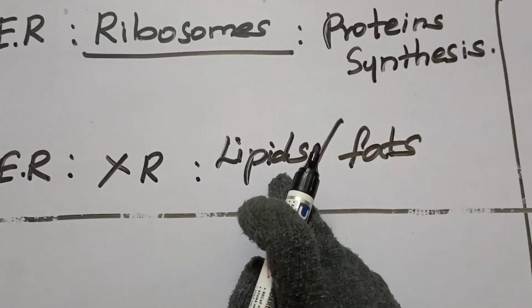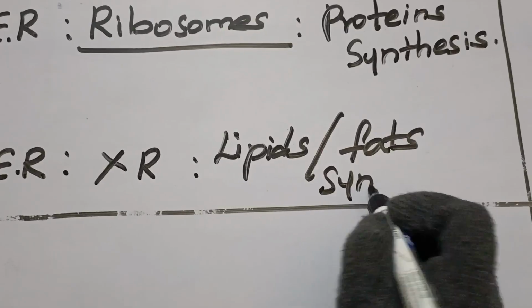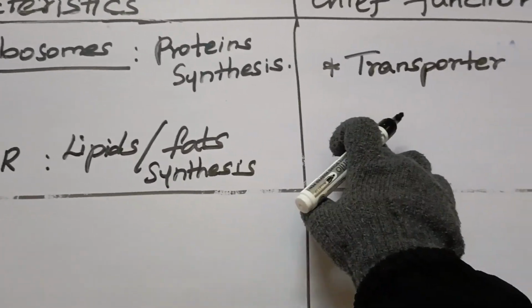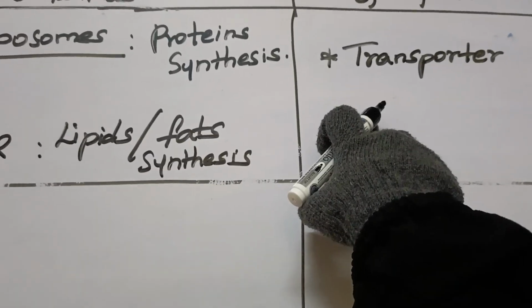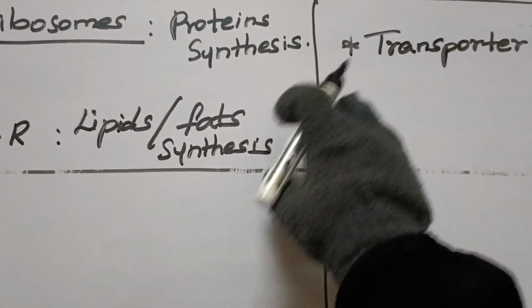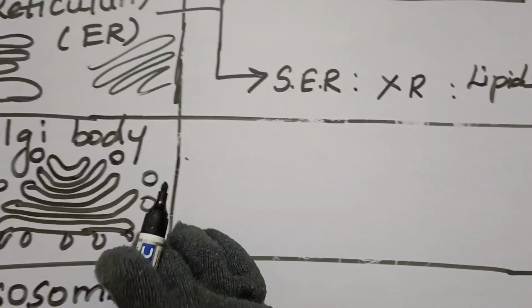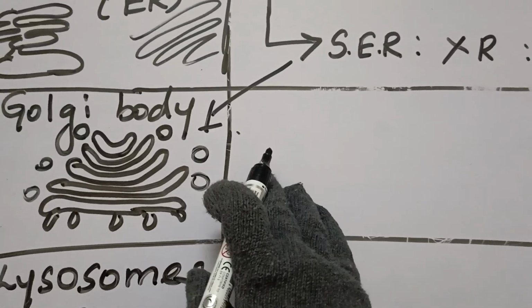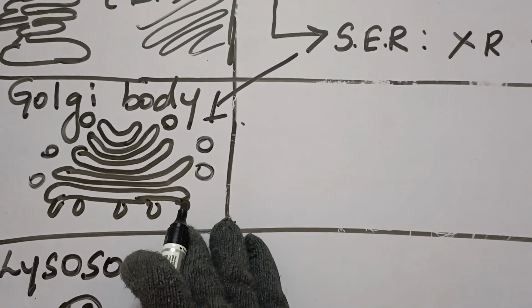Both are same. Lipids are nothing but fats. They are going to synthesize lipids or fats, and then they are going to transport these to the other parts of the cell. So immediately they are going to transport this to the Golgi body. Their transport comes to the Golgi body. Golgi body is also called the Golgi apparatus.